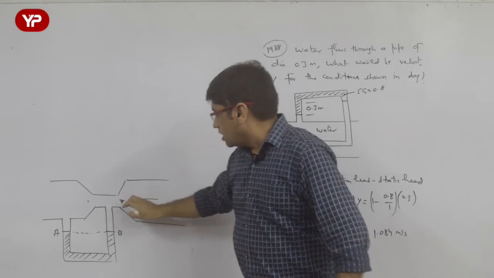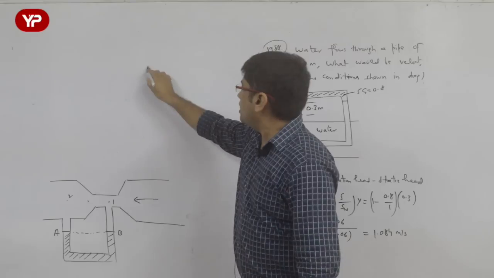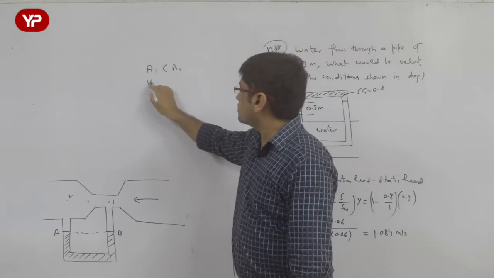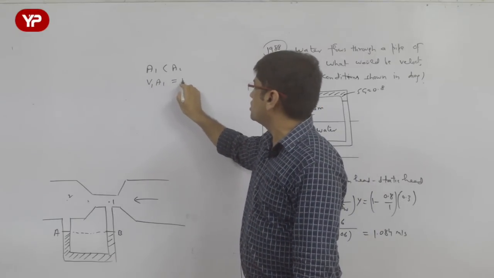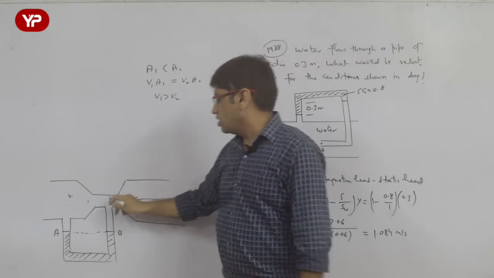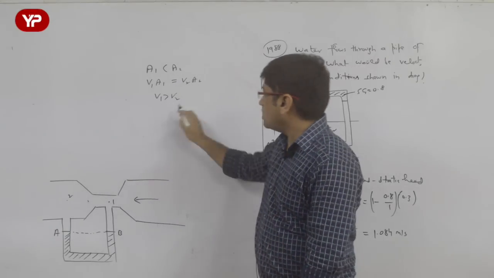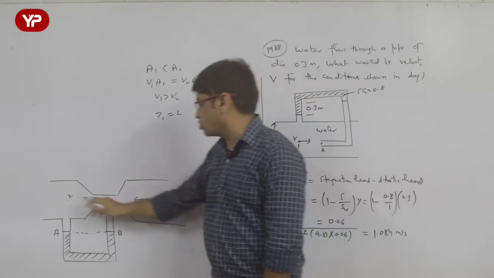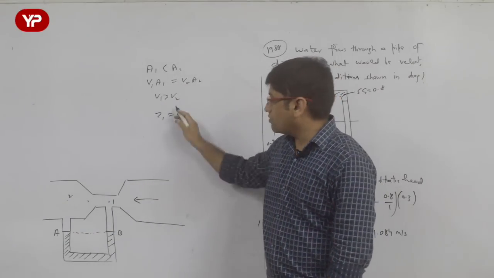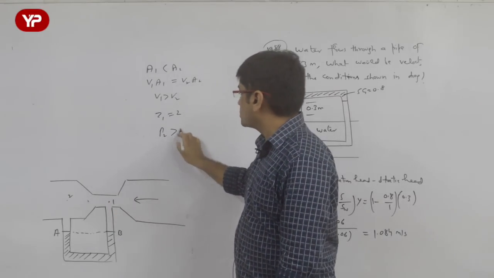Now, let us say this side is section 1 and this is section 2. Area at section 1 is less than area at section 2. Because of the continuity equation, V1 A1 is equal to V2 A2. So if A1 is less, V1 is more than V2. So velocity of flow at section 1 will be more than at section 2. And since Z1 is equal to Z2, both sides have the same datum. Now in the Bernoulli equation, wherever velocity is more, pressure is going to be less. That means P2 is more than P1.